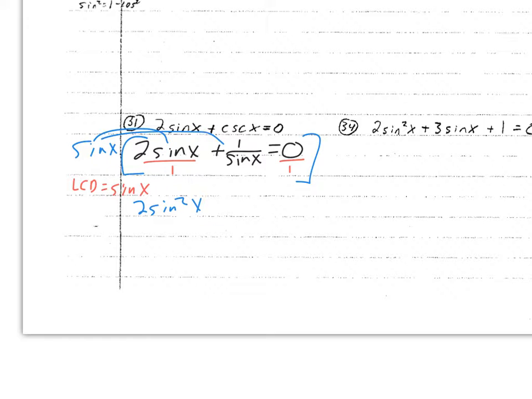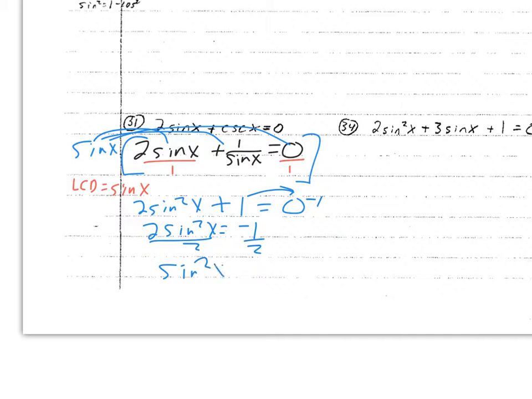The sine x times 1 over sine x will be just plus 1. And the sine x times the 0 will be 0. This reminds me a little bit more of the beginning of the worksheet where I just need to get this sine squared x by itself. So I'm going to have 2 sine squared x equals, move my 1 over to the other side, equaling -1, divide by 2, and we'll have sine squared x equals -1/2.